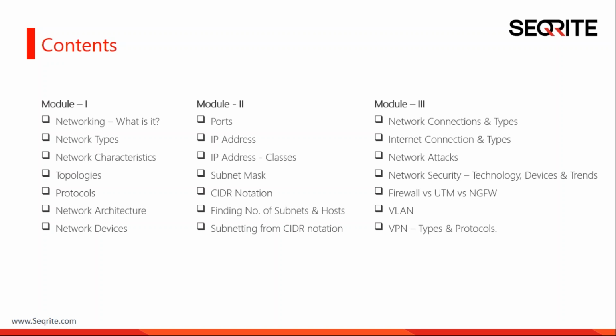Then module 2 is a critical module, or core module, of today's session. Ports. What is a port? What are the different classes of ports available? Then IP address, classification of IP addresses, classful IP address, classless IP address routing. Then the notation that we use, the network prefix or CIDR notation. Then how we will find the number of subnets and number of hosts.